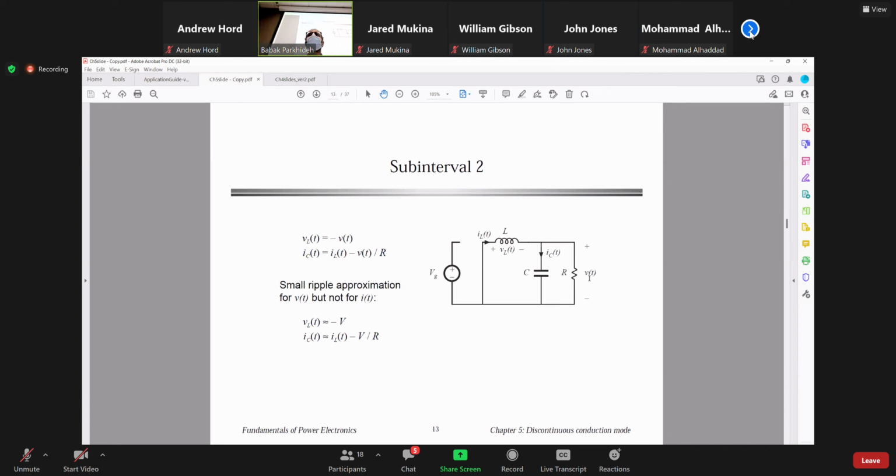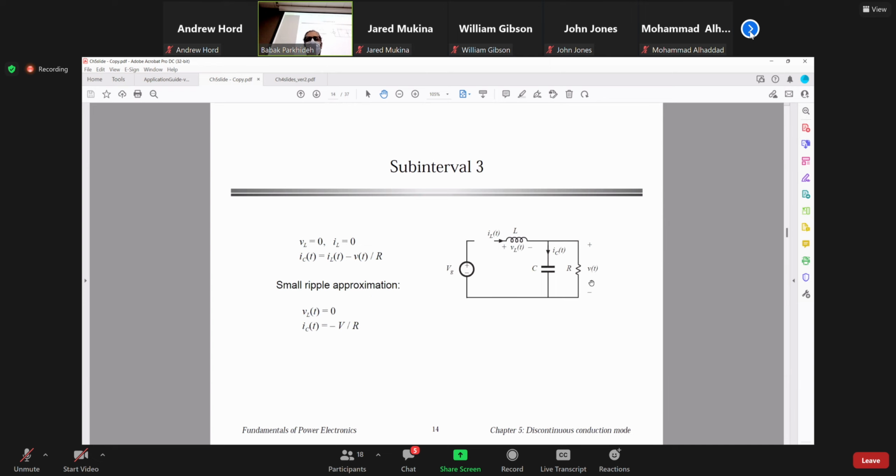In the second subinterval, like before, the inductor voltage is minus output voltage, and the inductor current is again divided between the capacitor and the resistor. In the third subinterval now, there is no voltage across the inductor, there is no current, none of the switches conduct, and the capacitor current equals the negative load current. All right?